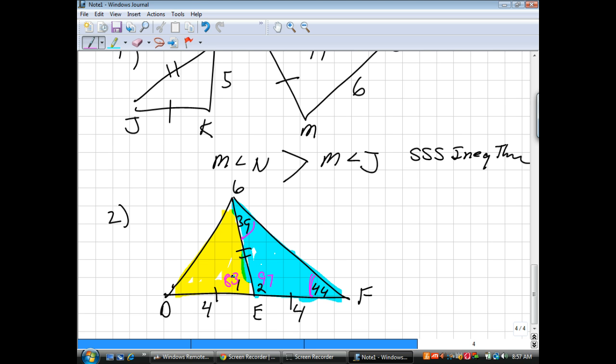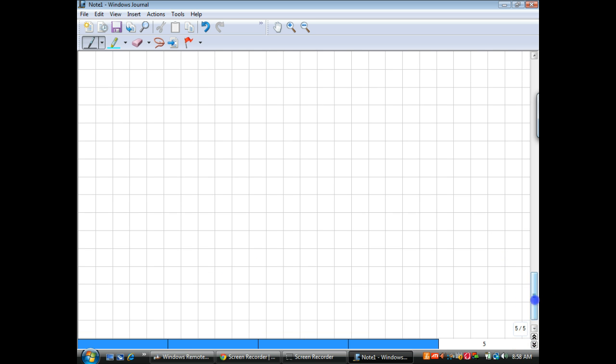And so then I know that the length of GF has to be greater than the length of DG. Okay, because I have this side congruent to itself, this congruent to this, and I know the included angle, so I know that this side has to be greater than this side by the side-angle-side inequality theorem. Okay, example 3.